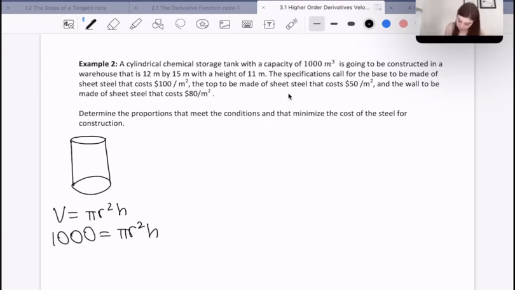So therefore we can argue that h is equal to 1,000 over pi r squared. Now, in this case, could we possibly solve and say r equals blah, blah, blah? We could. However, in this situation, it's so much easier not to do that because then we won't have to deal with any square roots. It's much easier to just say h equals blah, blah, blah. So I'm going to do that. It would work if you did it the other way with r, but I am not going to do that.